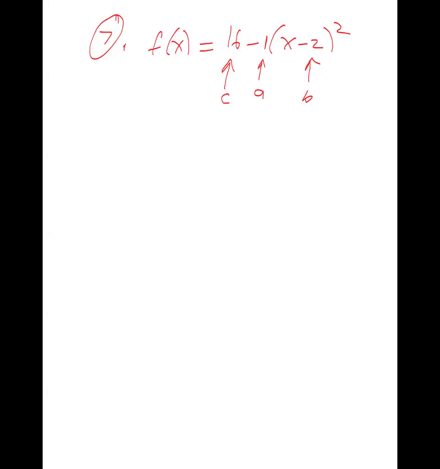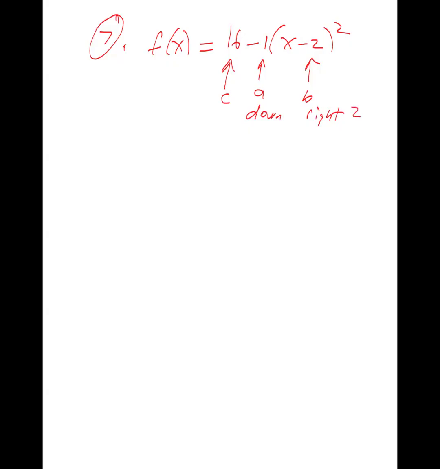16. So A tells you if it opens up or opens down. Does this open up or does it open down? Down, correct. And then B tells you if it moves left or if it moves right. So does this move left or does it move right? It moves right because negative means right. It feels backwards, but that's just the way it works. So negative means it moves right.